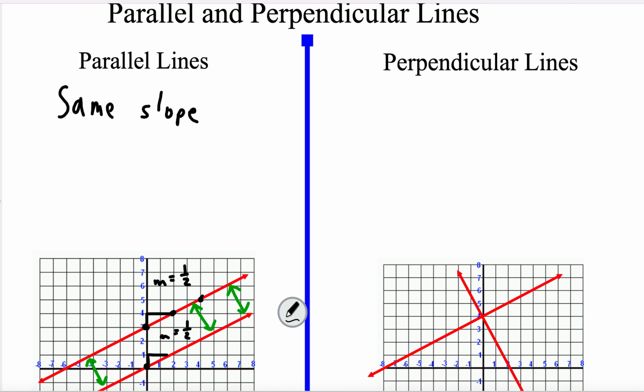So let's look at this line right here and look at its slope. The next point would be right there. So I'm going to rise 1 and I'm going to run 2. So this line here has a slope of 1/2.